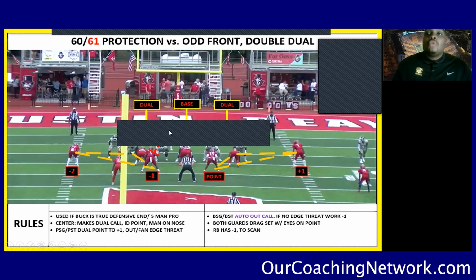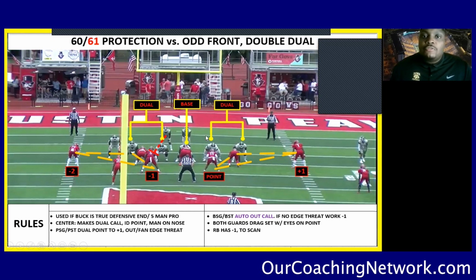Now, the running back is still responsible for -1 from the point. So this is 61, which means the running back is responsible for -1 from the point, because this is the point man. This is the running back's -1. On the boundary side of this protection, it's an automatic out call if we have an immediate edge threat. So if that immediate edge threat is on the line of scrimmage on the boundary side or the man side of the protection, it's an automatic out call. If there is no immediate edge threat and we made a double dual call, we can turn our ID inside and help the running back out on his -1.